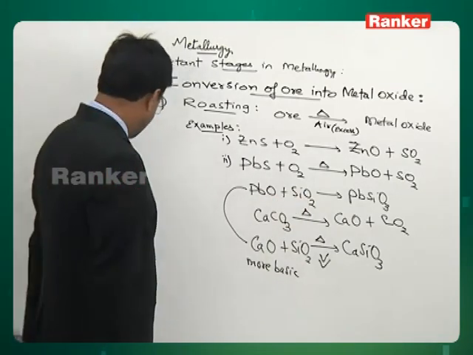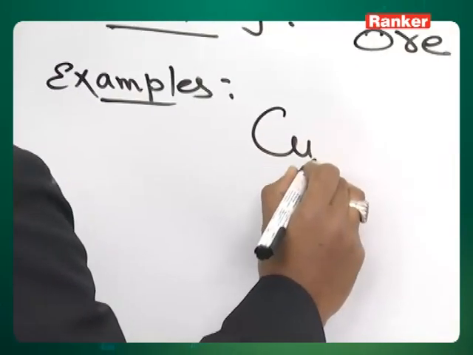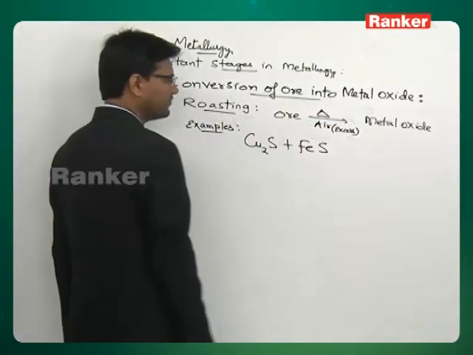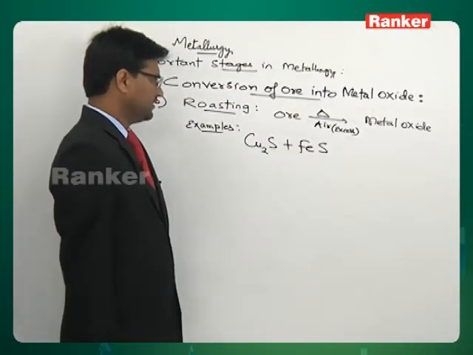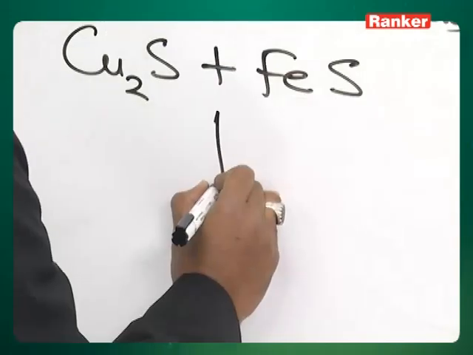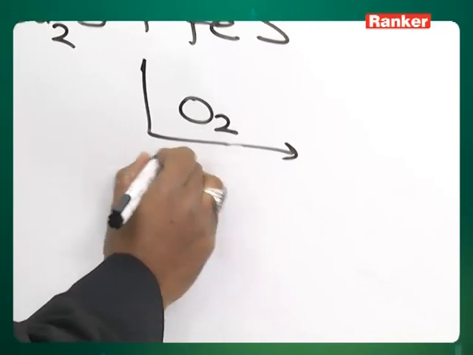I would like to add one more thing regarding roasting, one more example. If you have Cu2S along with FeS, then during roasting, you need to add SiO2.